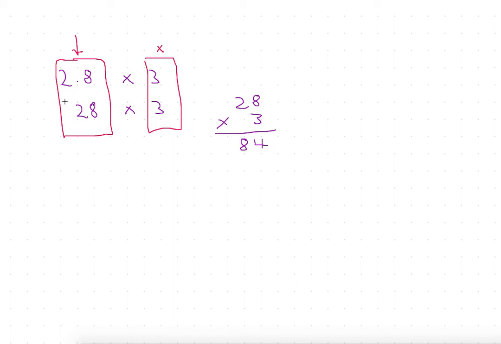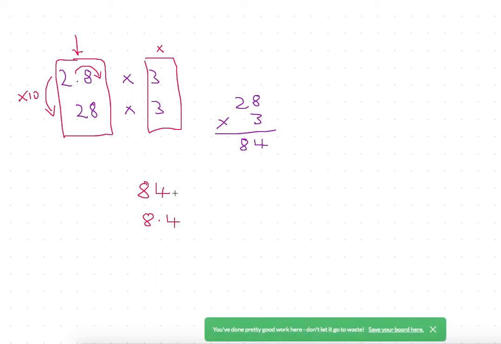Now this is a fairly straightforward one. 2.8 has been made 10 times bigger to get to 28, or you can think of it as moving the decimal point one place to the right. So you take your answer of 84 and you do the opposite of that. You either think, we times one of the numbers by 10, so we divide this answer by 10 and get 8.4, or you can think of it as moving this decimal point back one place.